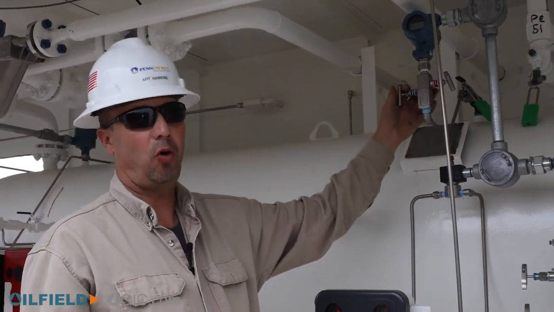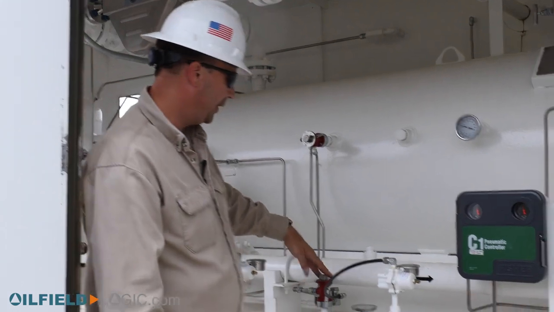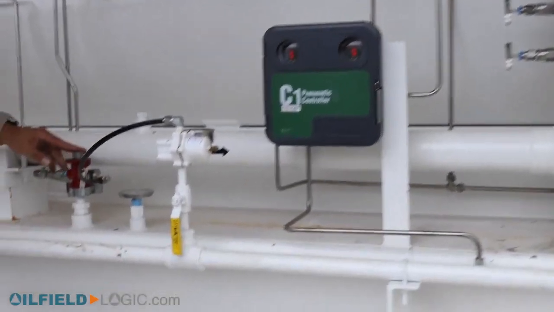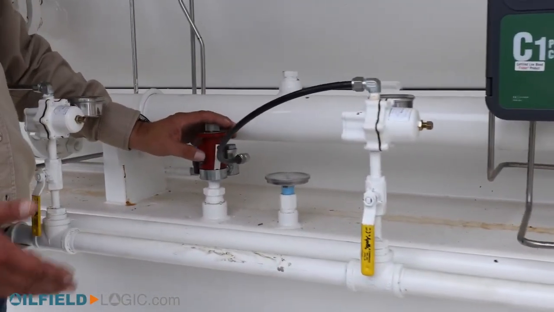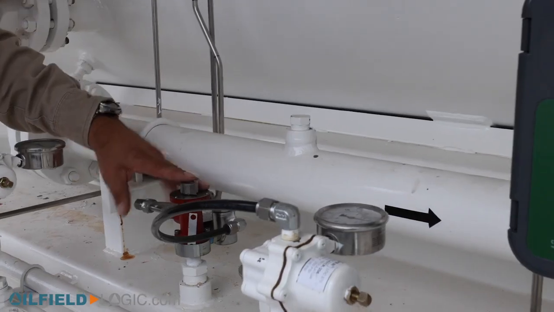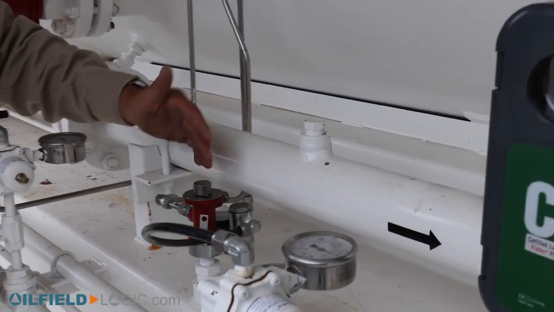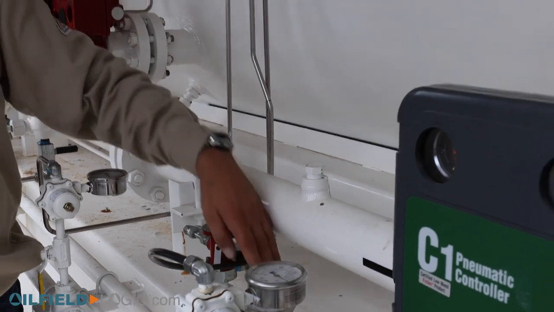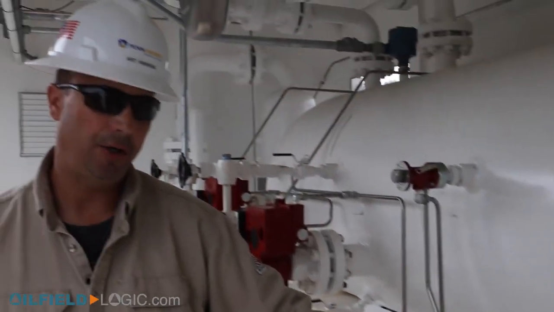That'll shut us in on low or high pressure. This is a thermostat. This is what we use to control the temperature of our water bath. Remember, we have a burner inside this indirect water bath that's going to be heating up those coils. So we use this as a thermostat to be able to adjust the temperature to whatever. We usually try to run about 100 degrees.